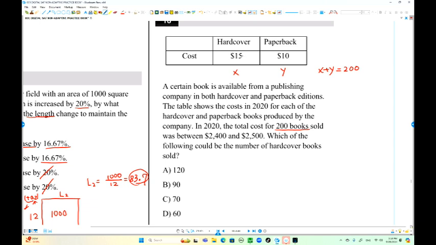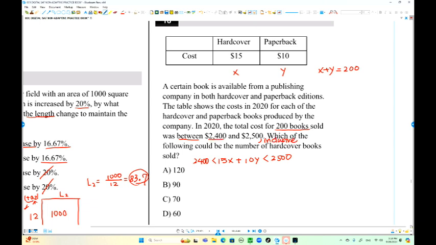So over here, what is it? 15x. That is the hardcover book. And 10 times Y for the paperback. This total amount must be between these two numbers, 2400 and 2500. Usually between means it will not include these two. If we want to include these two, you have to write inclusive, okay?